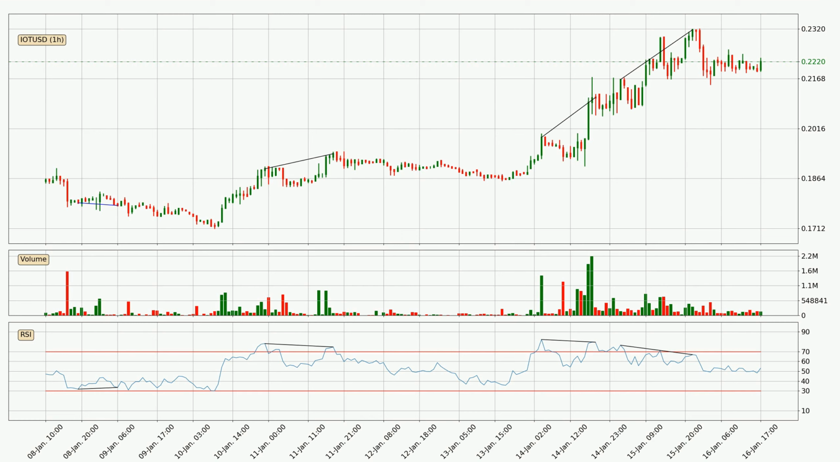When we now look out for divergence in the hourly time frame, owing to the bearish divergence, the price has already gone down.